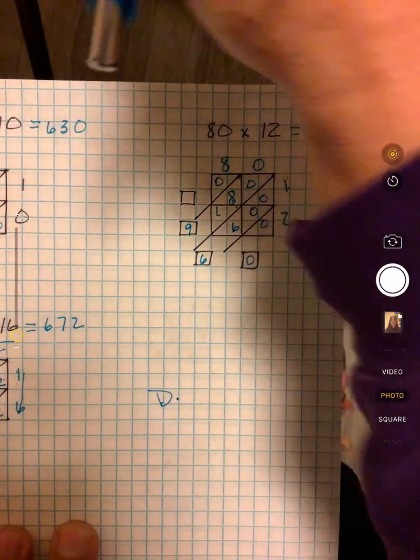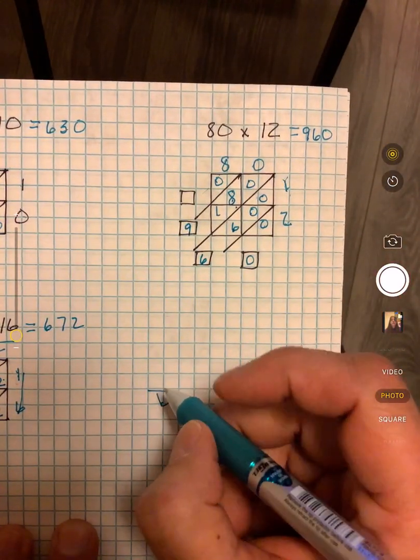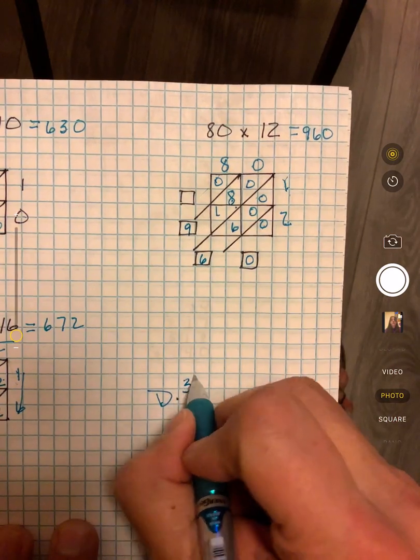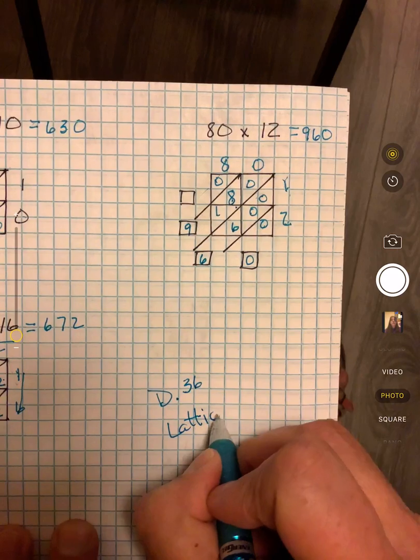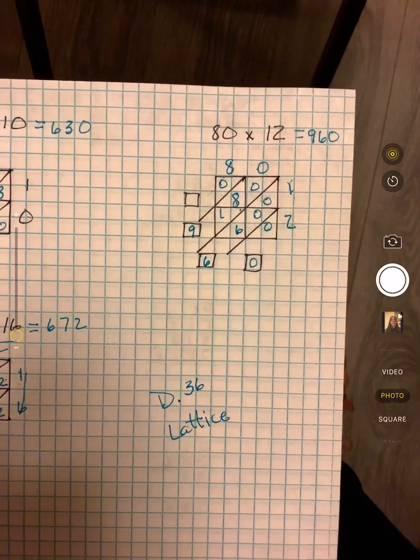Okay, now we're going to go to IXL Math D36 and do lattice multiplication. Okay, so let me pull up my computer.